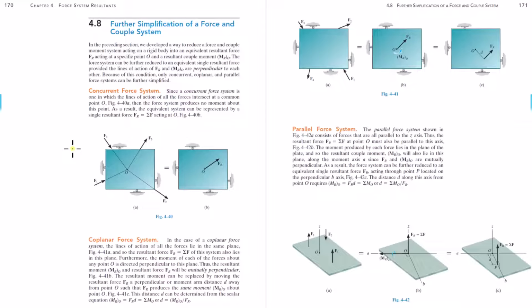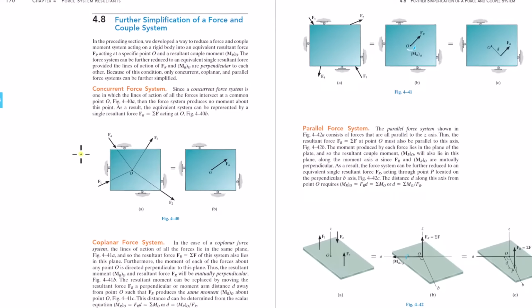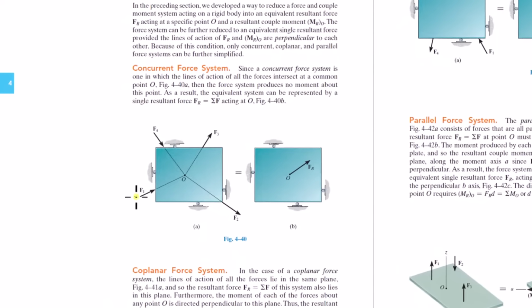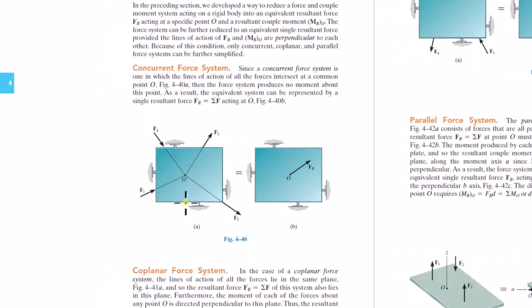In this section, they show some special cases. So what if you have a concurrent force system? So all of the forces, the lines of action of all of the forces meet at a point. Well, then you can reduce that down to just a single force at a point. There's no couple moment or anything. It's just a single force at a point. So this is like the particle equilibrium case, right? We saw this with particle equilibrium.